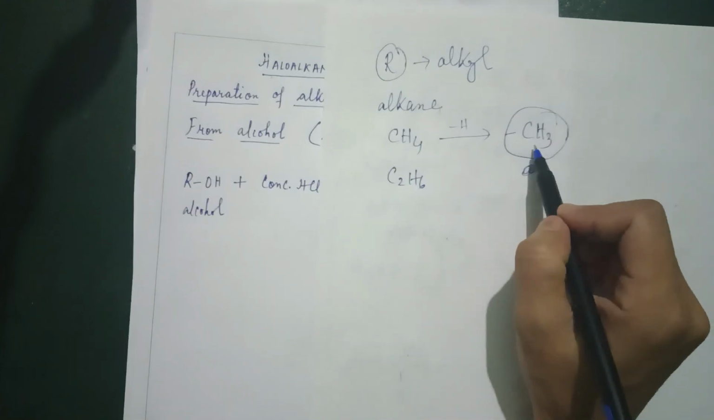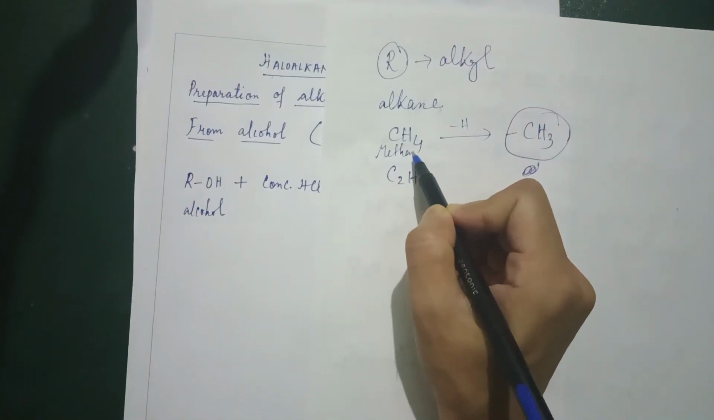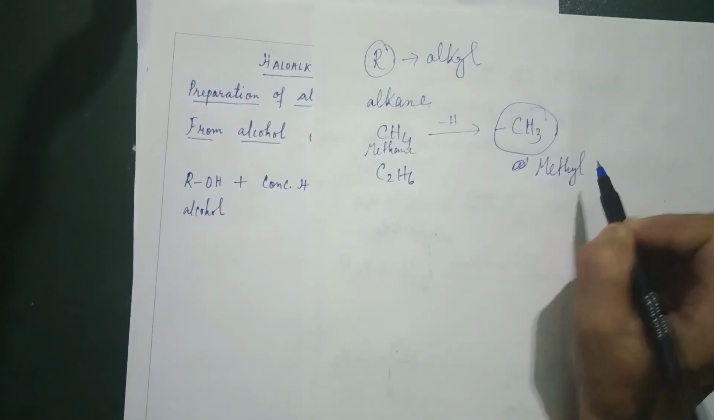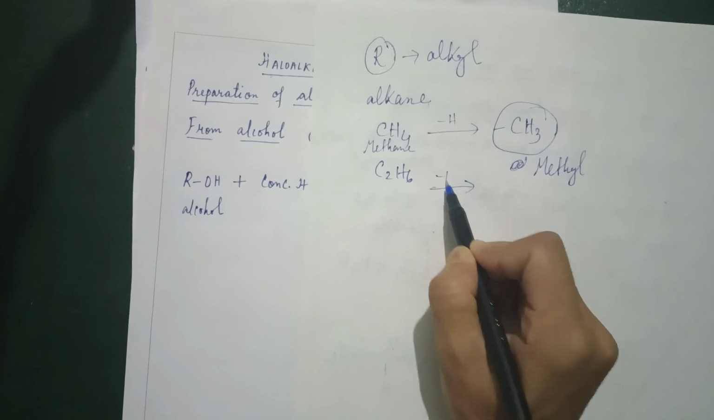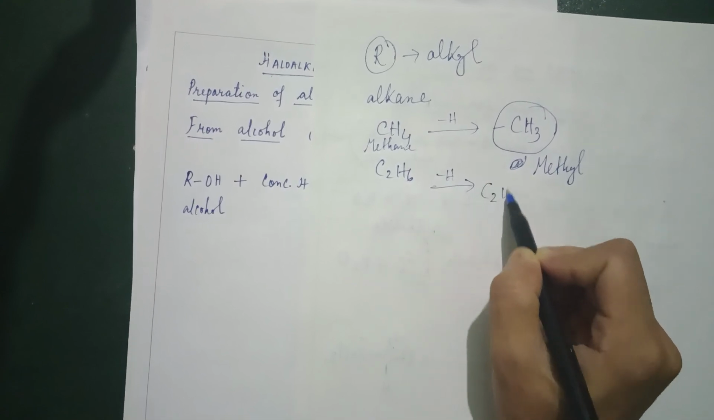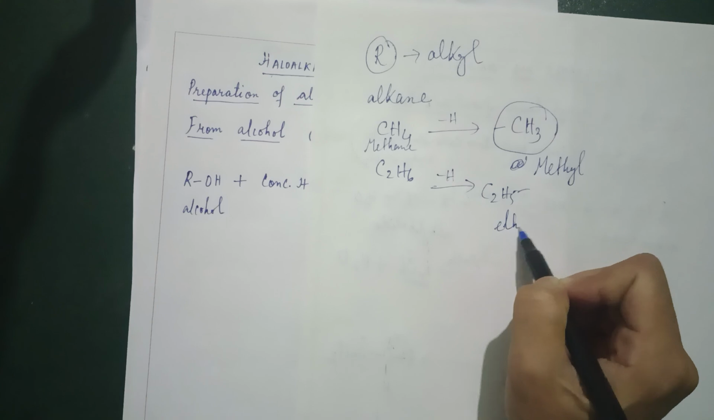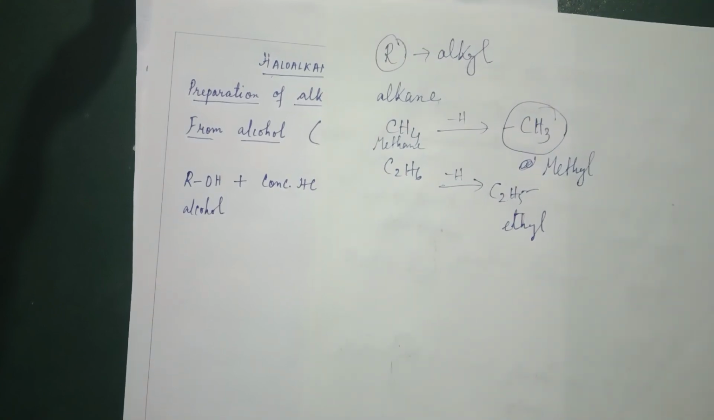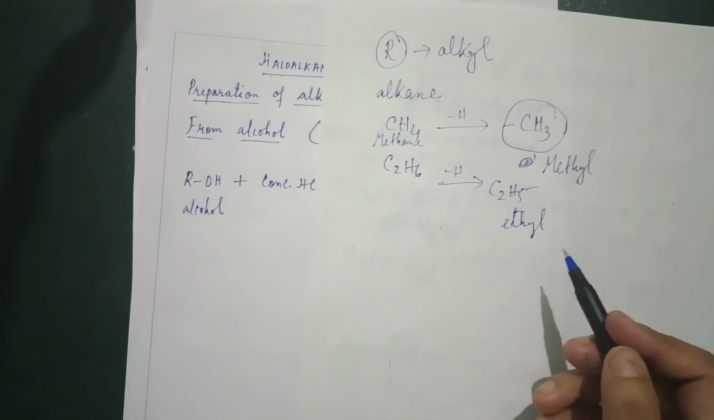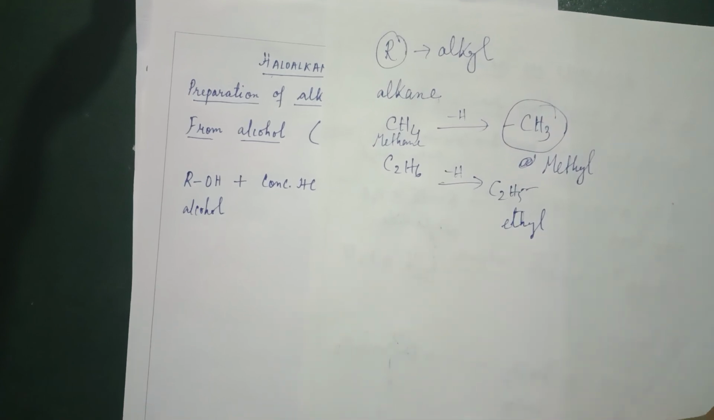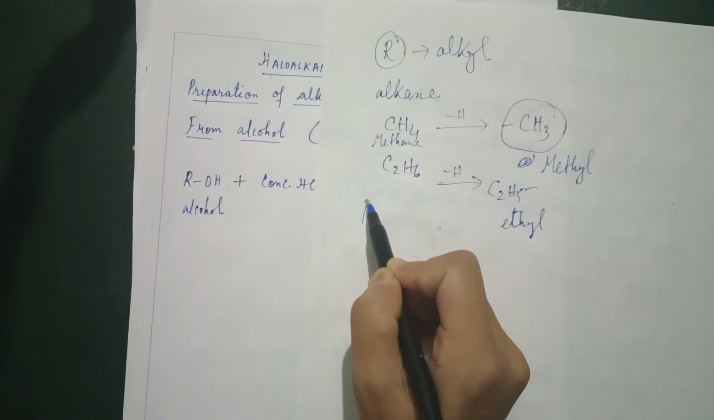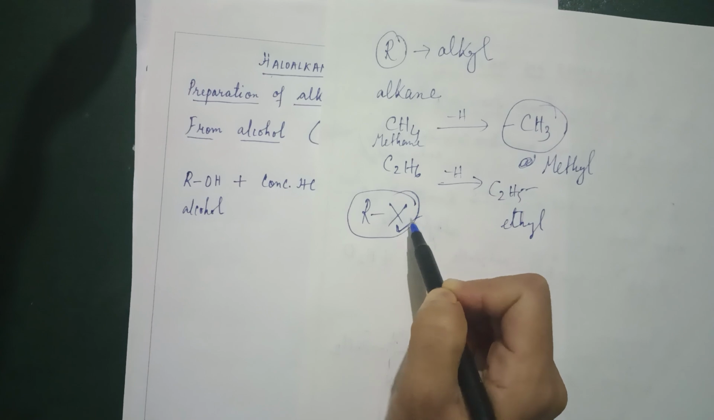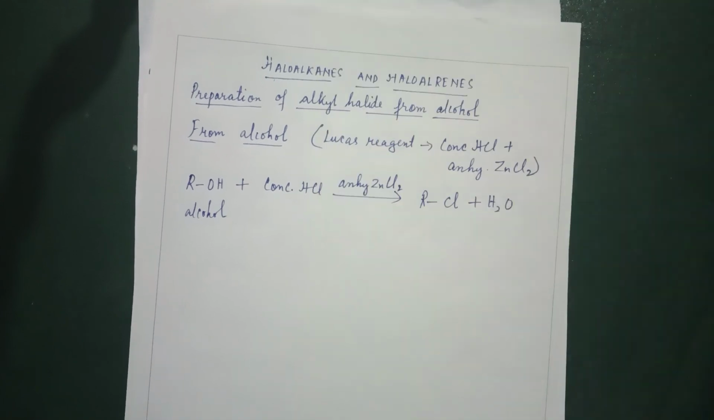Now what is the name of this alkyl? Since this is from methane, this will be your methyl. In this way, you can remove one of the hydrogens from ethane and it will change into C2H5, so it is called ethyl. So we should know what is alkyl first, what is alcohol, how do we identify alcohol. Whenever we see R bond OH, then we know that this is alcohol. What is alkyl halide? Whenever we see R bond X, this is called your alkyl halide. What is this X? This X is your halogen group. So all these things should be clear first, then the reaction becomes easy.